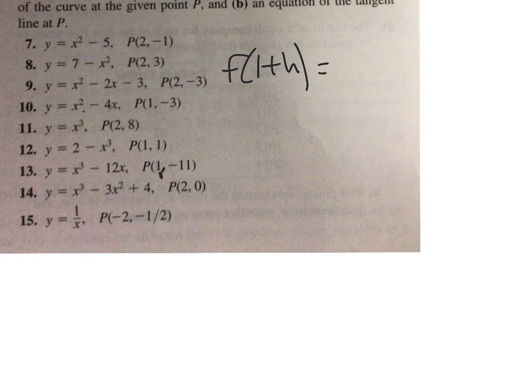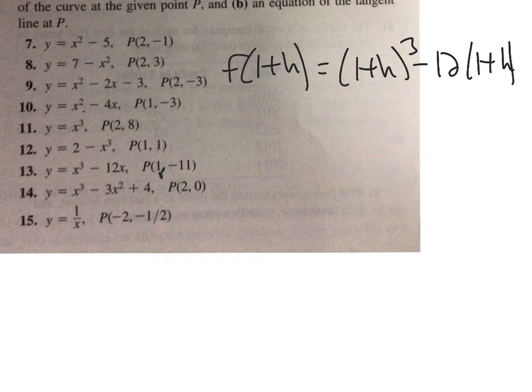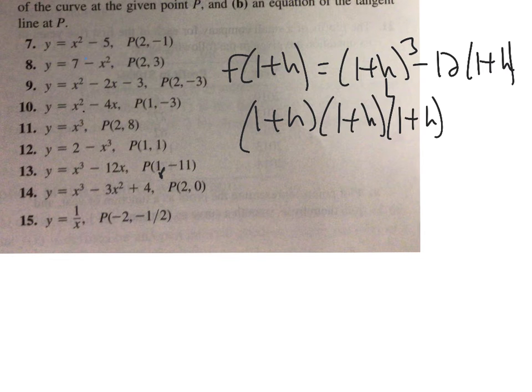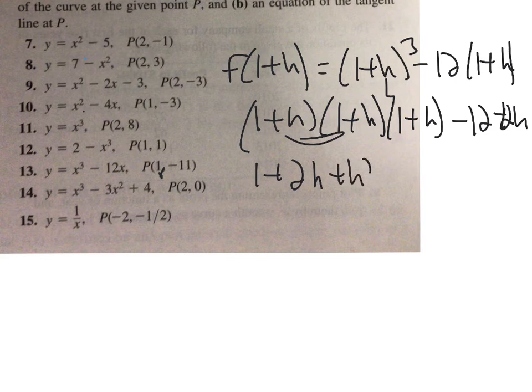So 1 plus h cubed minus 12 times 1 plus h. Well, this takes a little more work. If we had to write it twice in FOIL when it was to the second power, now we're going to write it 3 times and expand it out. And I don't know, if you know Pascal's triangle or the binomial theorem and you want to use it, by all means, go ahead. I'm going to show you a little bit of brute multiplication here. I know that FOILs out to 1 plus 2h plus h squared.